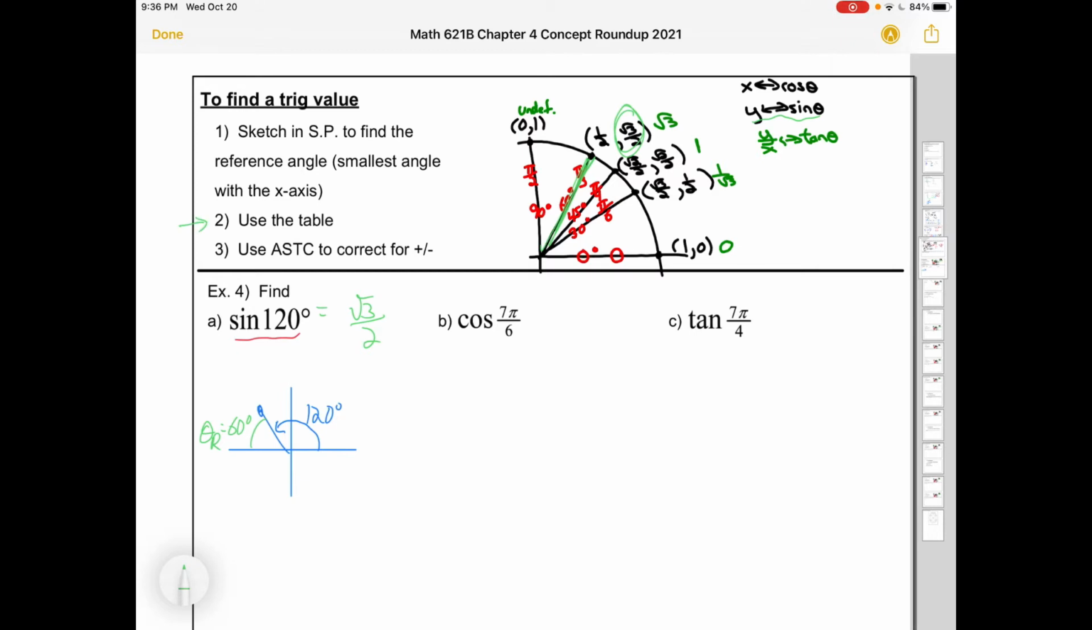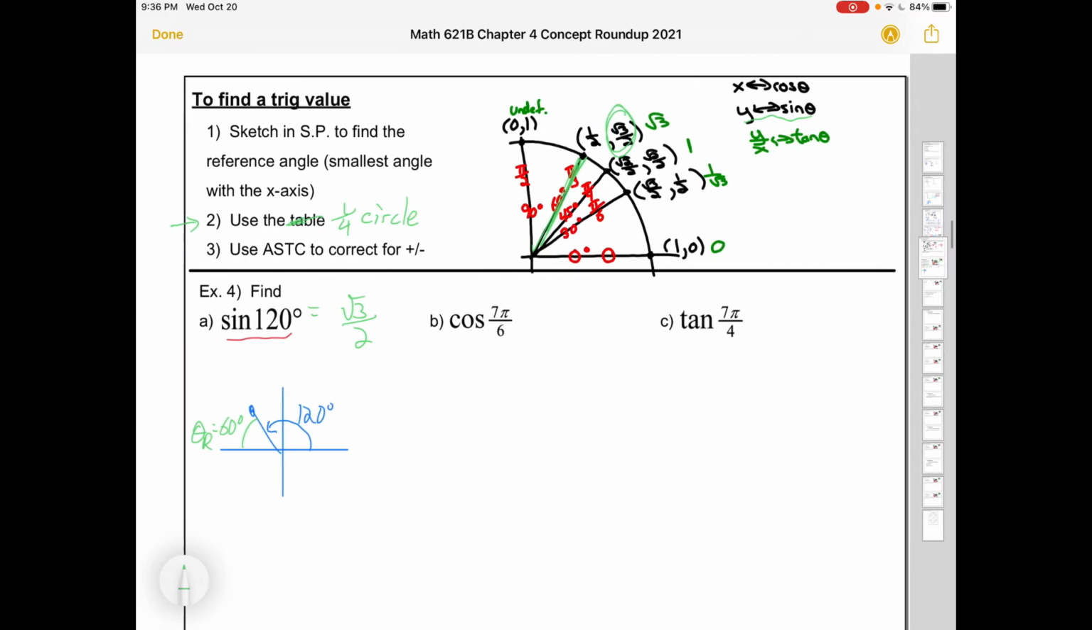That's sort of step 2. It says use the table, use the quarter circle. I've done this before with a table instead, so use a quarter circle, or whatever you use to organize your trig values. And lastly, decide whether it should be positive or negative.